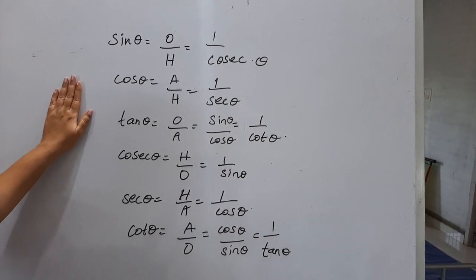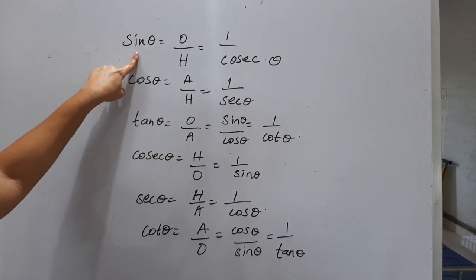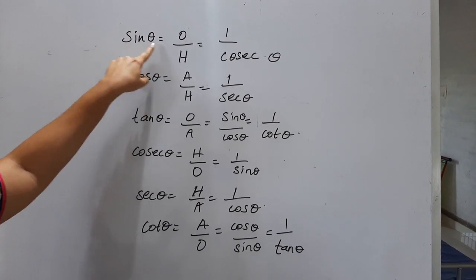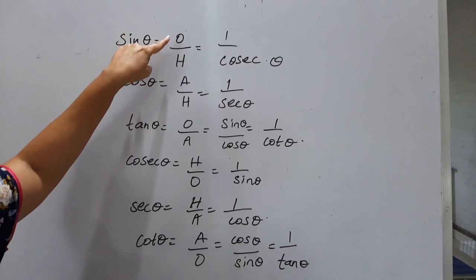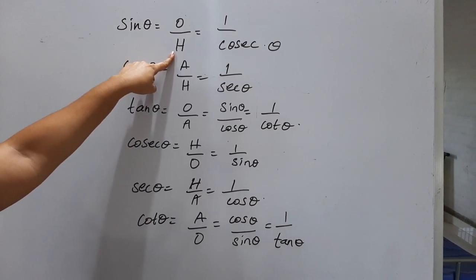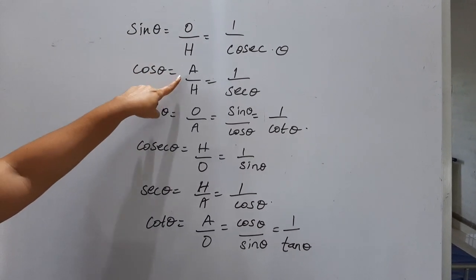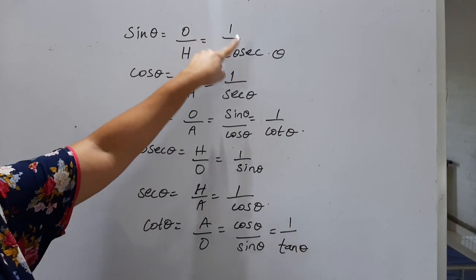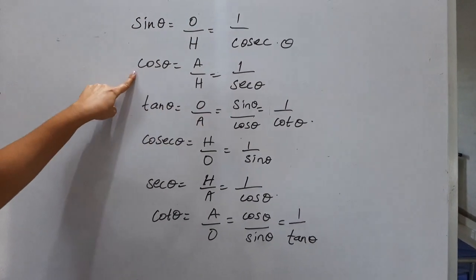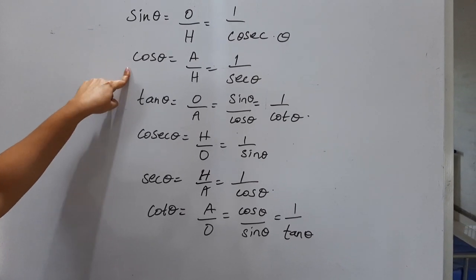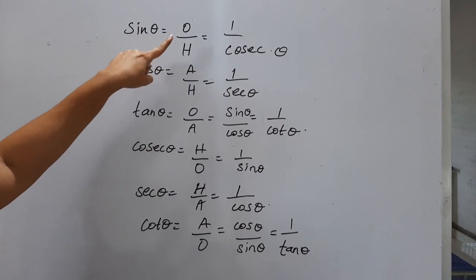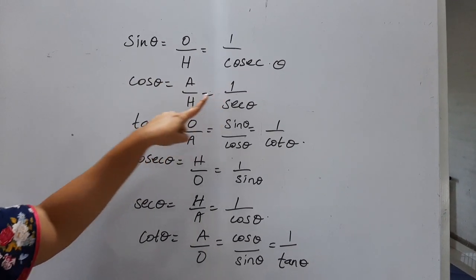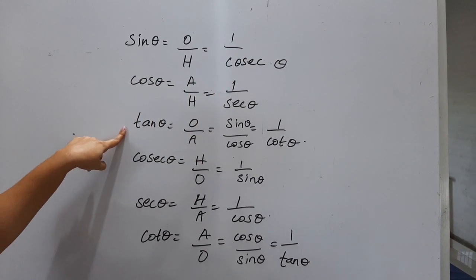Check those trigonometric ratios. First is sine theta. Theta is variable for an angle. Sine theta is defined as opposite upon hypotenuse. We know how to find it: opposite side, adjacent side for a given triangle. And sine theta is the reciprocal of cosecant theta. Second is cos theta. Cos theta is defined as adjacent side upon hypotenuse, and cos theta is reciprocal of 1 by secant. Third is tan theta.